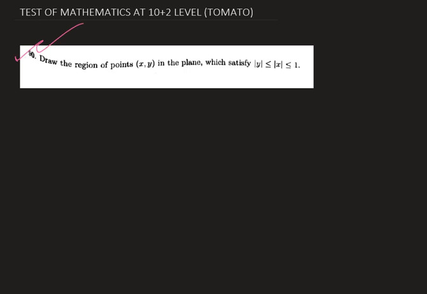We have to draw the region of points (x, y) in the plane which satisfy |y| ≤ |x| ≤ 1. So let's start the solution of this problem.